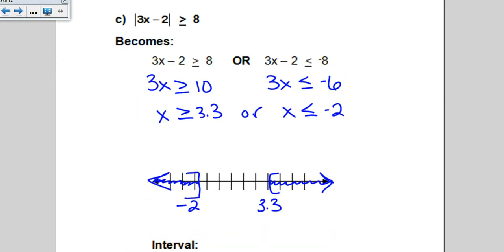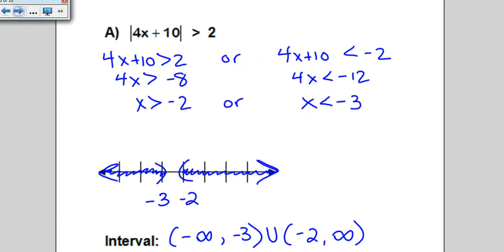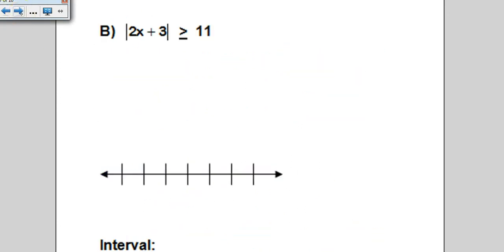Oops, I don't think I ever did my interval for this guy. Let's back up to part C. Negative infinity to negative 2, bracket, union, bracket, 3.3 roughly to infinity. Now if you wanted to keep the 3.3 as a decimal, that's fine. It's just kind of weird for this type of a problem.